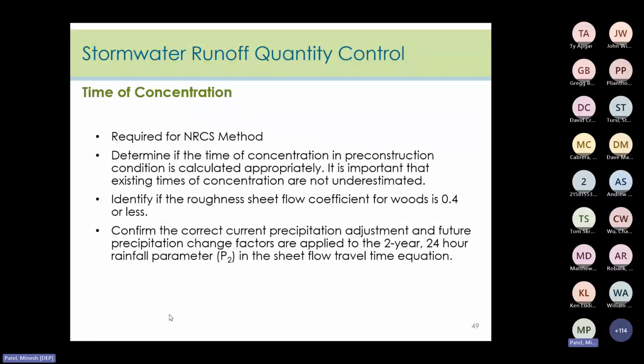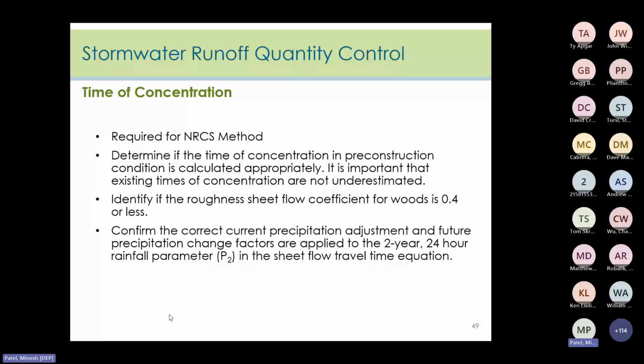The reviewer should next look at time of concentration. Information on how to calculate it can again be found in Chapter 5 of the BMP manual and the National Engineering Handbook. We also need to determine if the time of concentration in the pre-construction is appropriately calculated. We need to make sure that they are not underestimating this value.